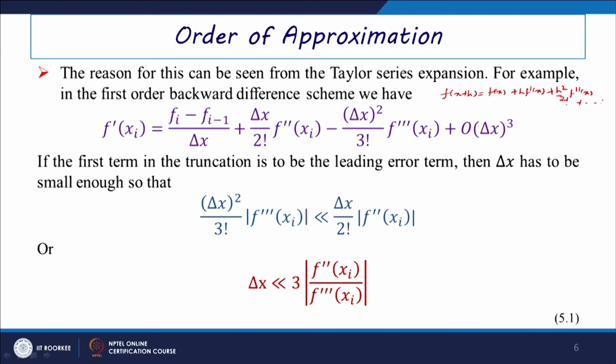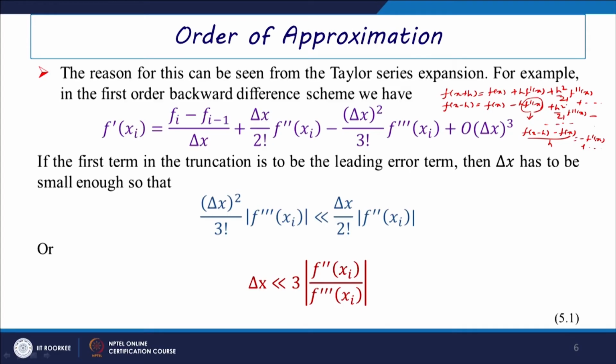So, likewise, if we are considering f of x minus h here, this can be written in the form of f of x minus h f dash x plus h square by factorial 2 f double dash of x minus the rest of the terms. And if we want to separate f dash x for this backward difference scheme, then we write that as f of x minus h minus f of x by h, which is nothing but minus f dash x plus all other terms.